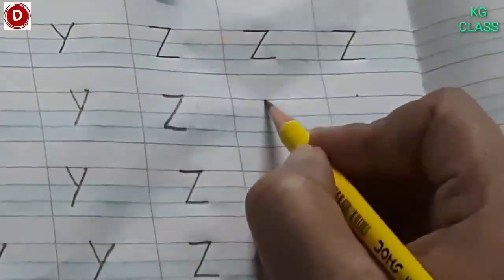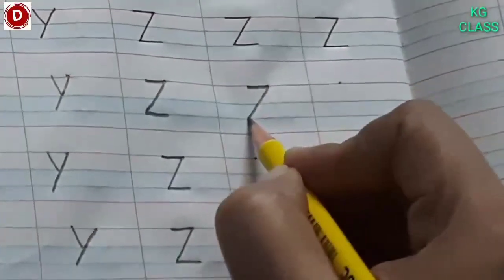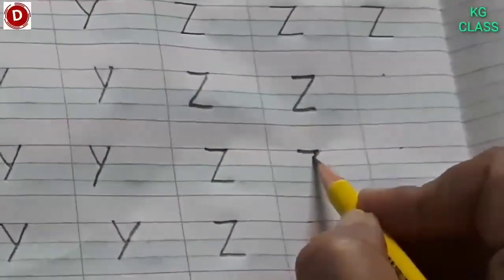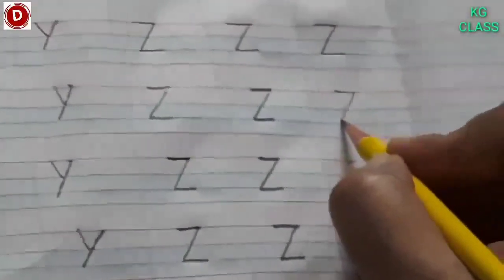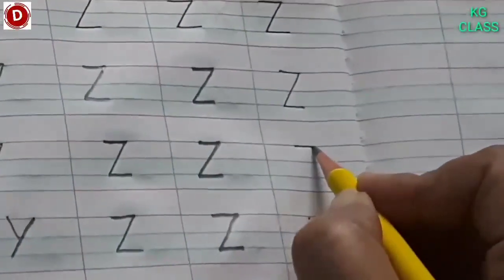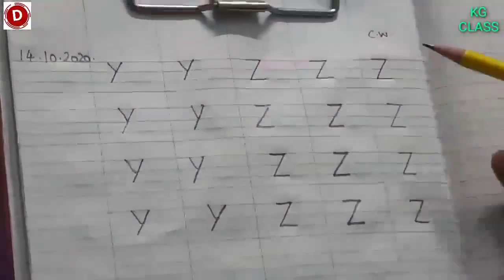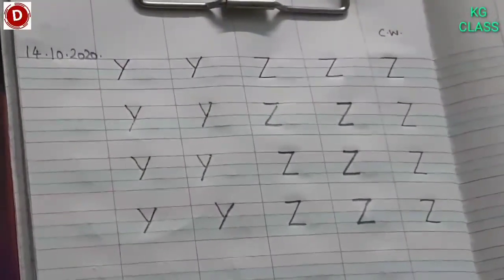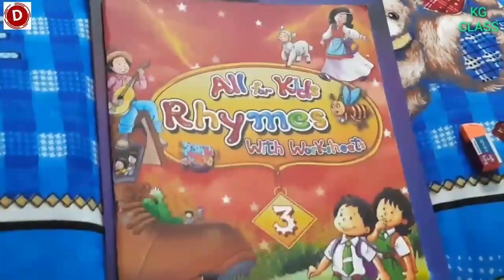You have to start from the top red line, then go till the second blue line, and then make a sleeping line on the blue line only. Like this. Sleeping line, slanting line, and sleeping line. Children, in this way, in the first 4 lines of this page, you have to write capital Y and capital Z. Children, now it's activity time.